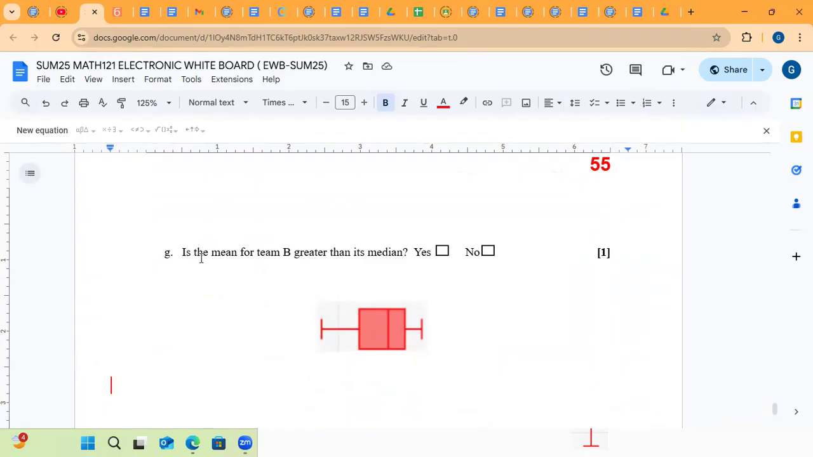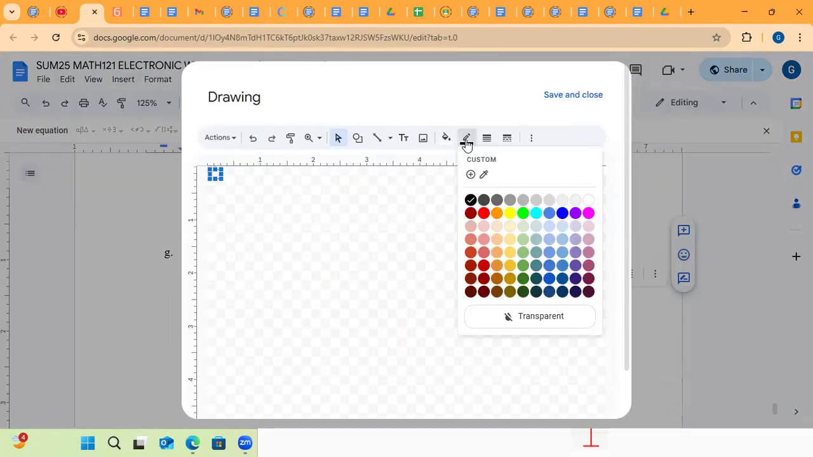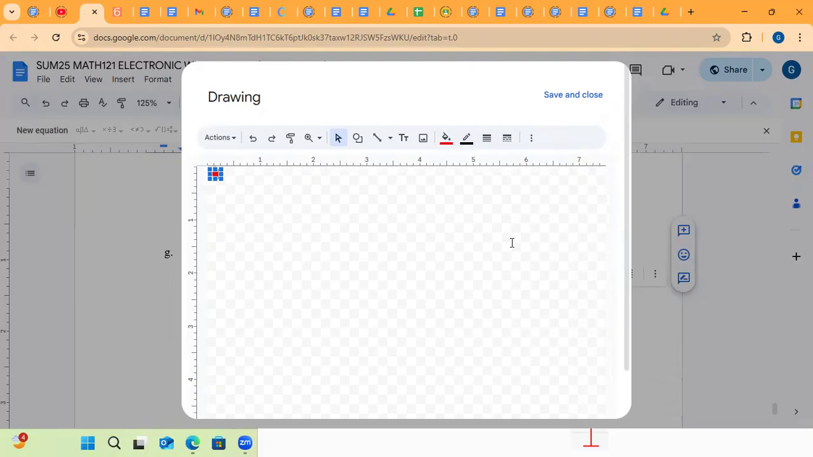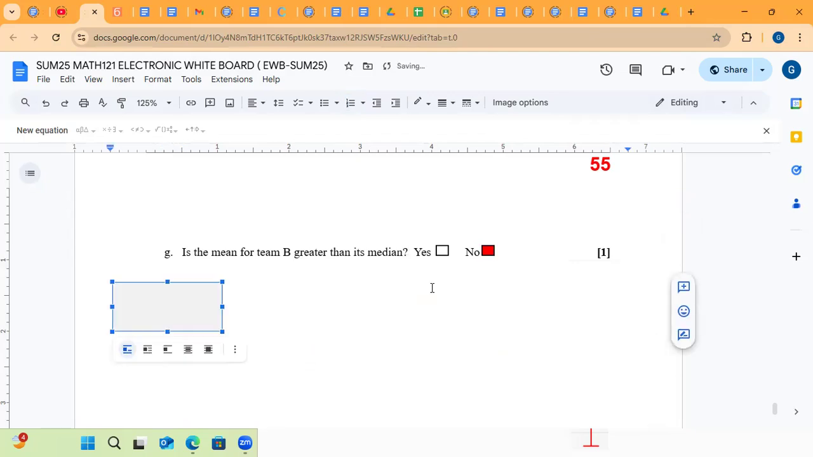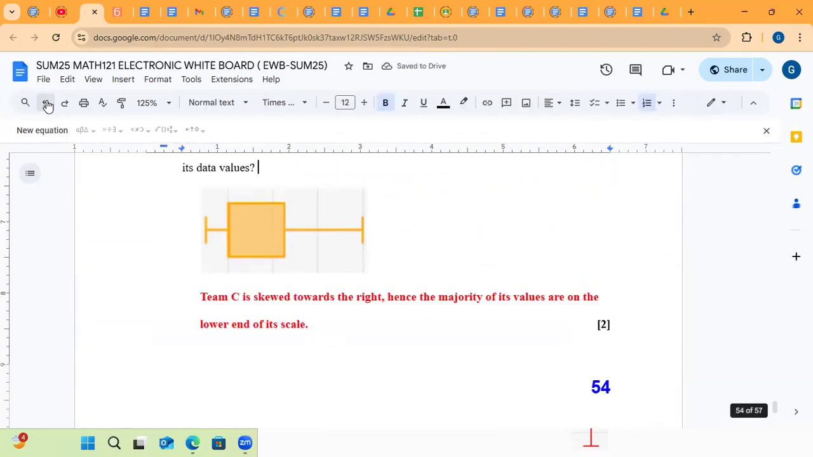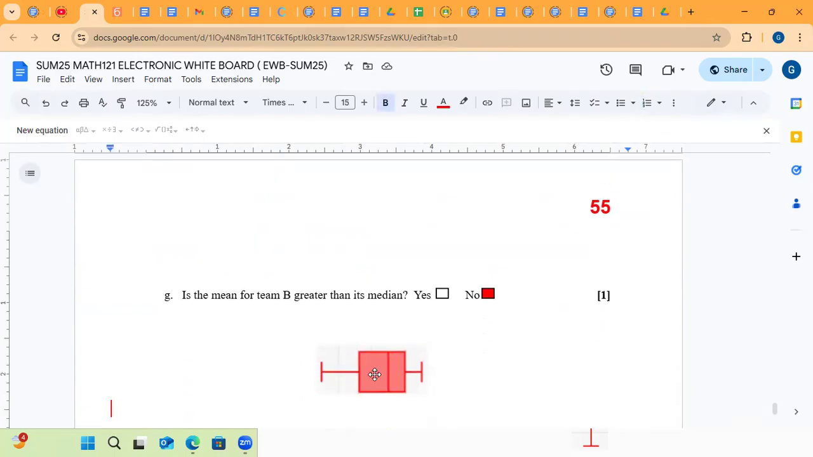So the question is, is the mean for team B greater than its median? No, it is smaller. It's on the left side of the median. So am I wrong there? The mean is smaller than the median for B. For C, although this is not a question, the mean will be on the right side of the median, so the mean will be greater. But for B, the mean will be smaller.